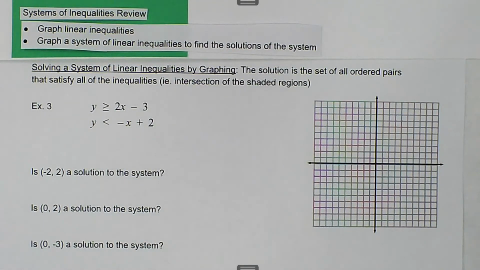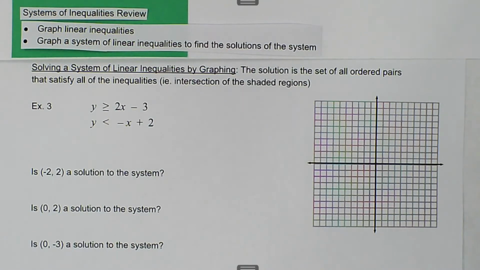We are talking about systems of inequalities, and we want to graph linear inequalities, and we want to graph a system of linear inequalities to find the solution of the system. So here we go, solving a system of linear inequalities by graphing. The solution is the set of ordered pairs that satisfies all of the inequalities. So basically we're talking about the intersection of the shaded region.